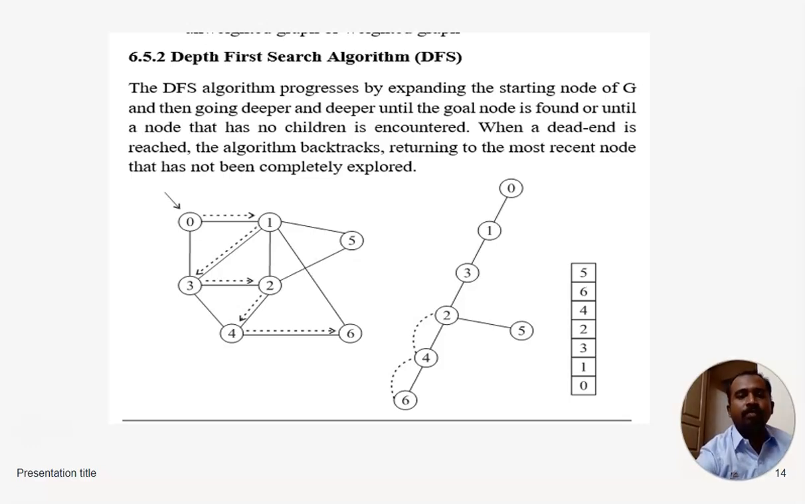We connect 0 to 1, 1 to 3, 3 to 2, 2 to 4 and 4 to 6. The 5 is missing. I have visited 0 to 1, 1 to 3, 3 to 2, 2 to 4, 4 to 6. This is a tree implementation. I have missed the node 5. So how to reach the 5? I use the backtracking method to reach node 5.